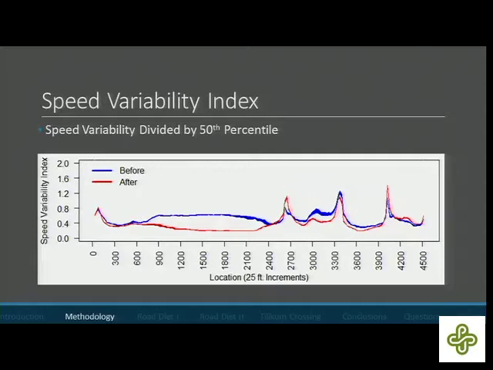If it's above 1, it indicates that the 50th percentile is behaving more similarly to the 15th than to the 85th, and that it might indicate something is going weird. The 3 spikes on the right are bus stops, which again, you would expect. But you'll notice that before and after, there's a much higher variability index before than there is after.